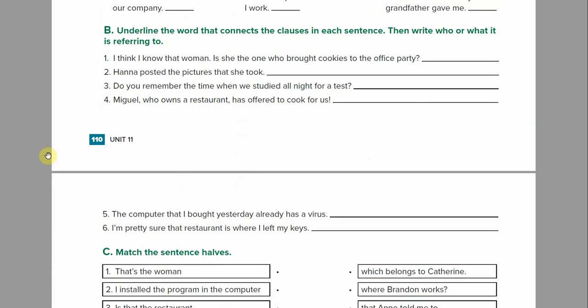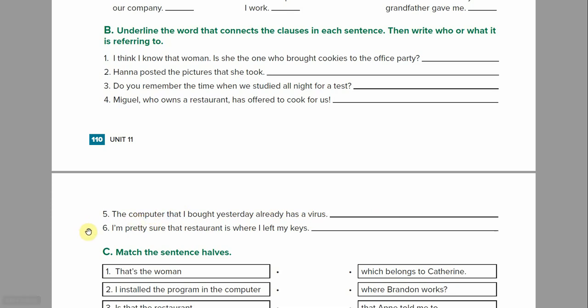Number 5, the computer that I bought yesterday already has a virus. So here we go. The connecting word is that. And remember, that is for people or things. And in this case, it is computer. So the computer that I bought yesterday already has a virus. That is referring to the computer. So write the computer here.